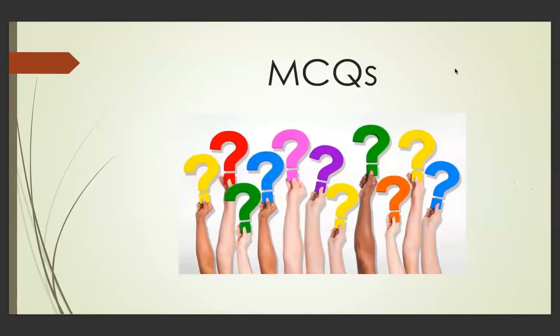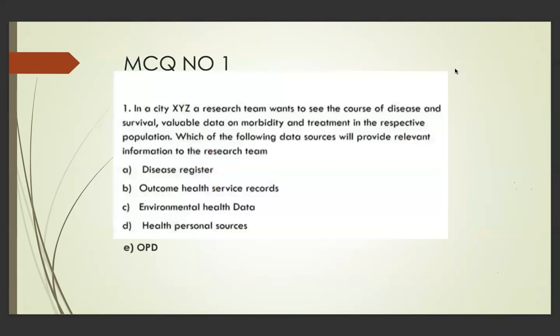Now it's time for the MCQs. MCQ number 1. In a city XYZ, a researcher team wants to see the course of disease and survival, valuable data on morbidity and treatment in the respective population. Which of the following data sources will provide relevant information to the research team? A, disease register, B, outcome health service records, C, environmental health data, D, health personal sources, or E, the outpatient department?